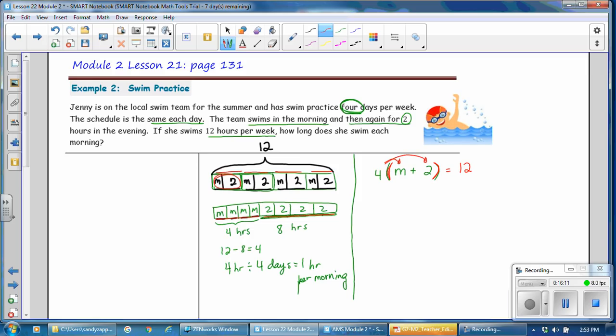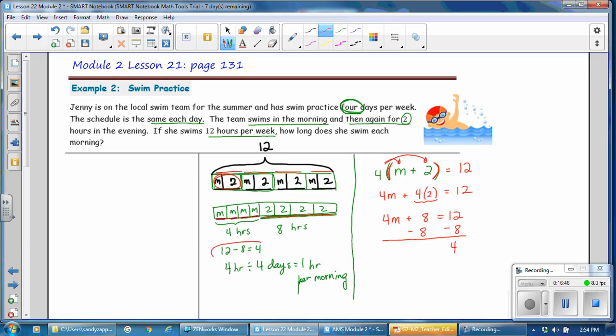I have 4 groups of morning practice, and I have 4 groups of evening practice. And that equaled the 12-hour total. The next thing that I did is that I multiplied the 4 times 2, and that gave me 8 hours for the evening practice. So I'm just bringing down the rest of the equation. Next, I subtracted the 8 hours to find out how many hours were practiced in the morning. And 12 minus 8 is the 4 hours.